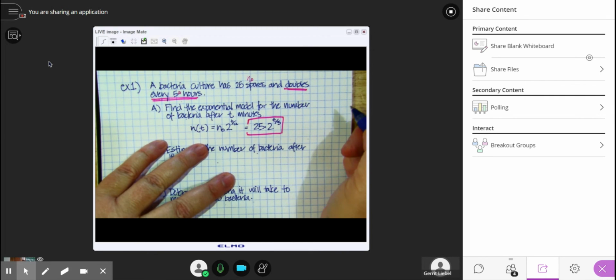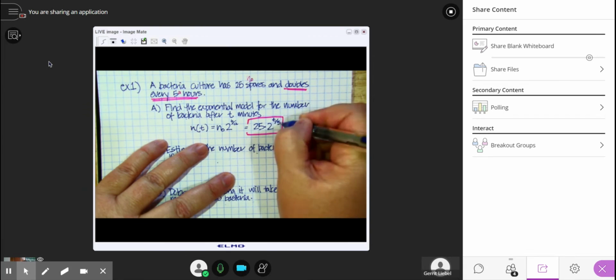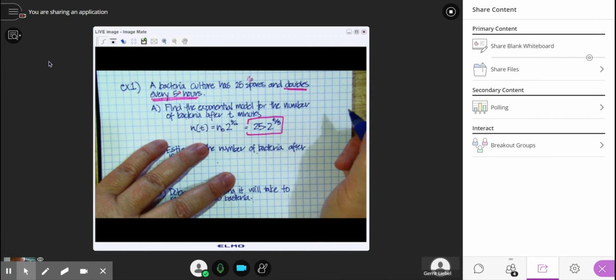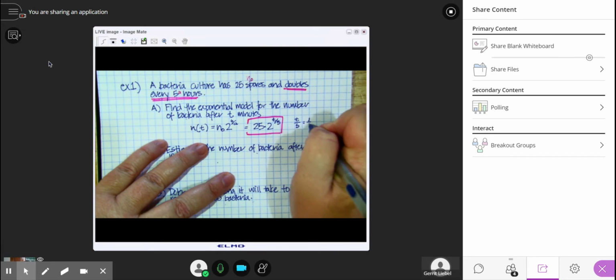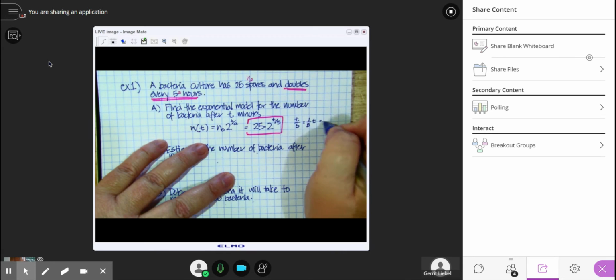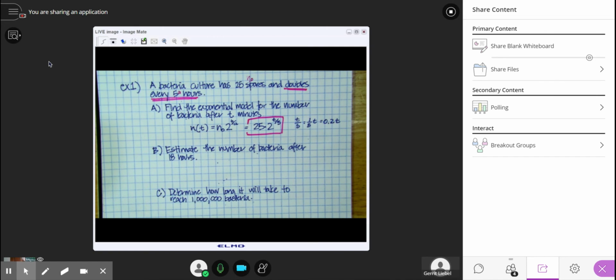Now, I would point out that t over 5 could also be written as 1/5 t and as 0.2 t. So if you see that in any of its variations, it's all the same. It's just some are more common than others.